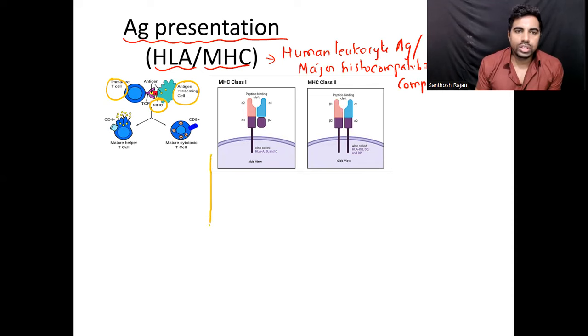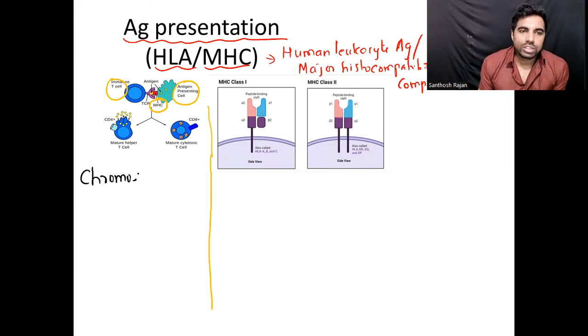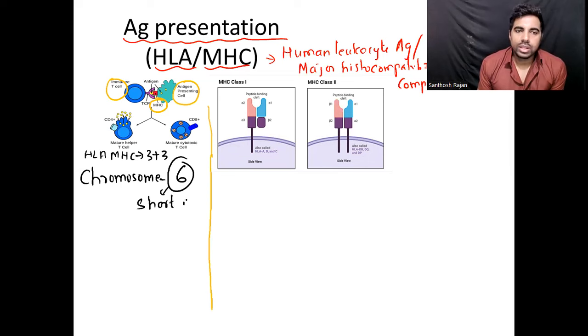Now, before going to MHC1 and MHC2 individually, you should first know a few very important things. Where is HLA located? In the chromosome number, that was asked many times: chromosome number 6. How to remember? HLA is 3 letters, the other name MHC is 3 letters, total 3 plus 3 is 6. And S for 6, S for short arm. So now you have the clue. You get a question right here: chromosome 6.